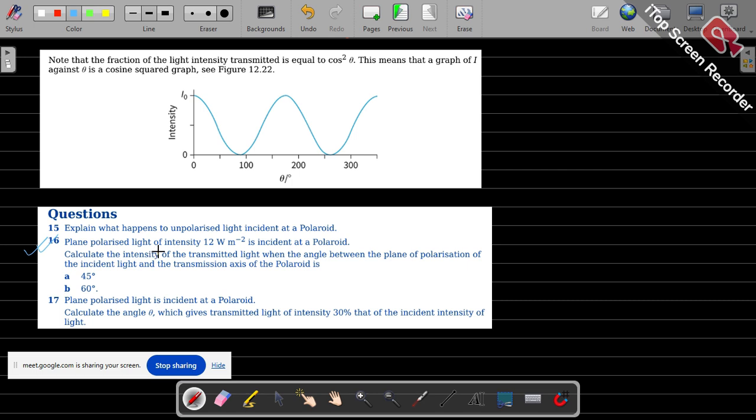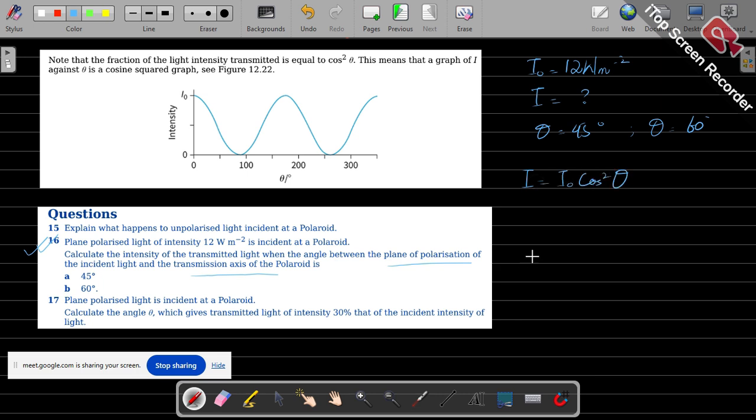Plane polarized light of intensity 12 watt per meter square, यानी जो ओरिजिनल इंटेंसिटी थी, it was 12 watt per meter square before it was incident on the polarizer. It incidents at a polaroid. Now calculate the intensity of the transmitted light, यानी मुझे ट्रांसमिशन के बाद इंटेंसिटी पता करनी है, when the angle between the plane of polarization of the incident light and the transmission axis of polaroid is 45 degree. And then I have to do the same when this angle is 60 degree. All we have to do is we have to use Malus law.